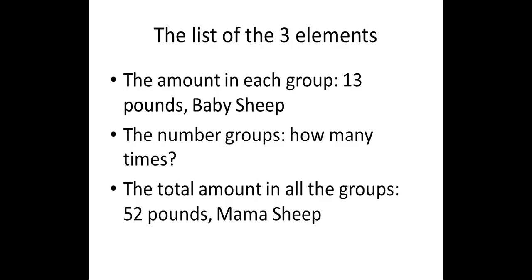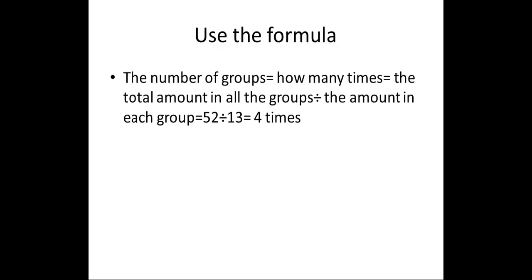So how do you find the number of groups? Let's look at the formula. The number of groups equals the total amount in all the groups divided by the amount in each group. So the number of groups is 4. That means 4 times. So the weight of mama sheep is 4 times the weight of baby sheep.